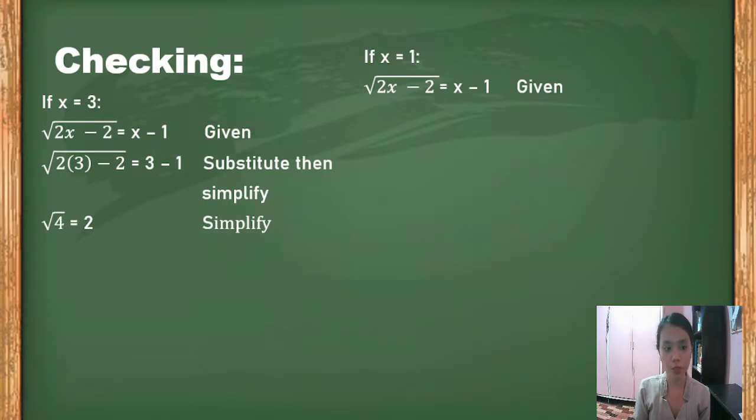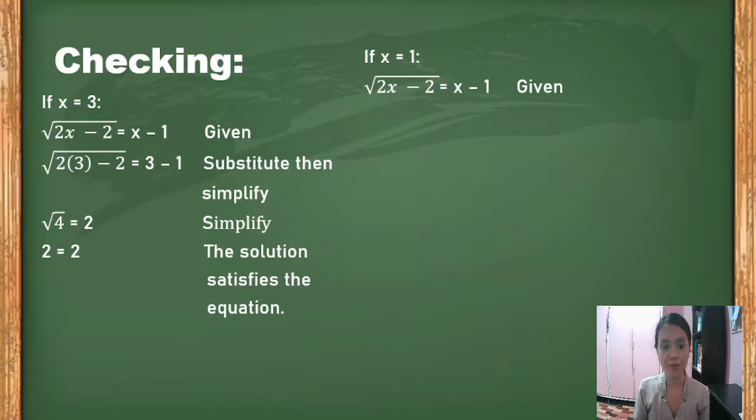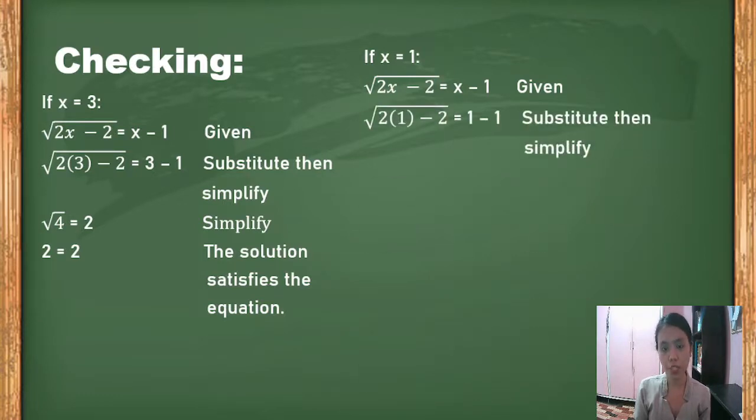Simplify natin ang square root of 4. So, both sides ay nag-equal sa 2. So, check natin ang kabila. So, substitute naman natin ang 1 sa ating given. So, we have square root of 2 times 1 minus 2 equals 1 minus 1.